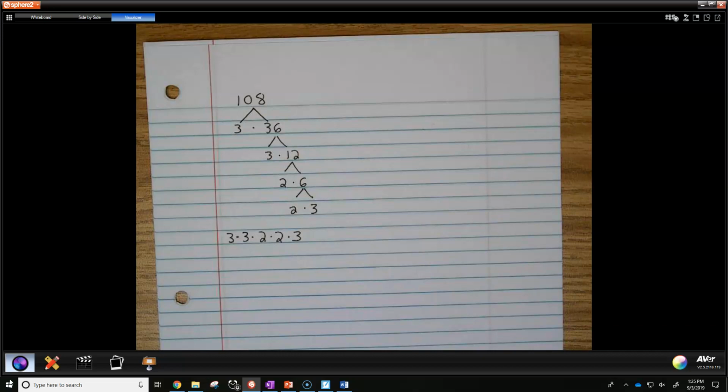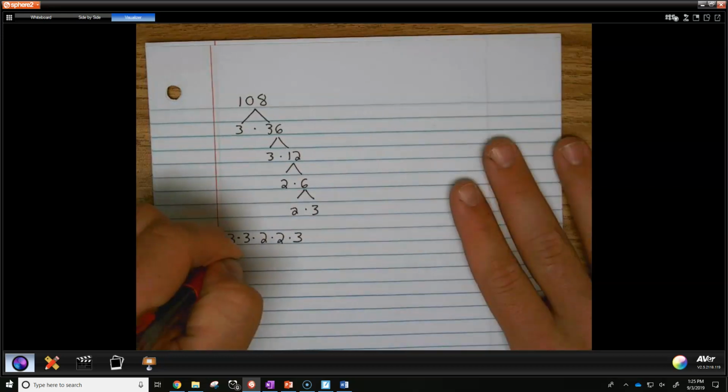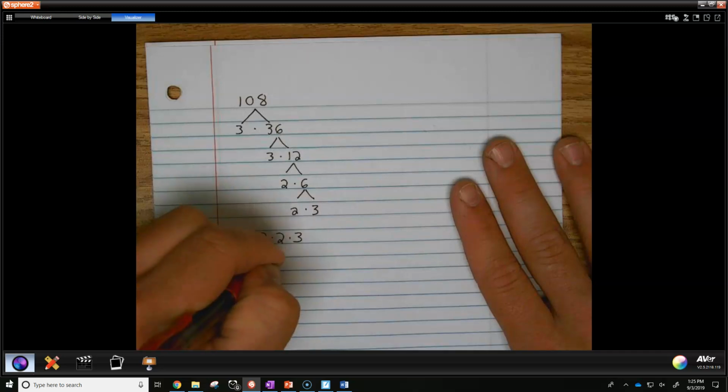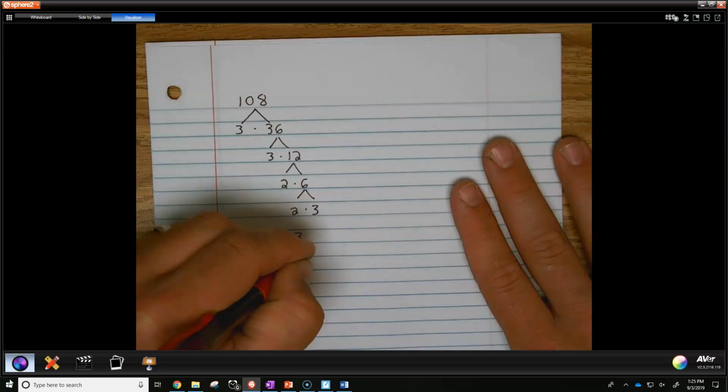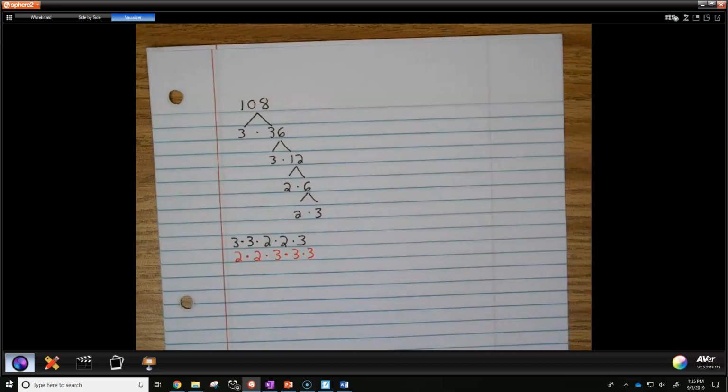Now, to be honest, that will work. But typically when we write our factors out, we put them in numerical order. So I would say 2 times 2 times 3 times 3 times 3. Now, I'm going to tell you today, that is how you have to put it in your textbook or in your answers online. You have to use the multiplication.